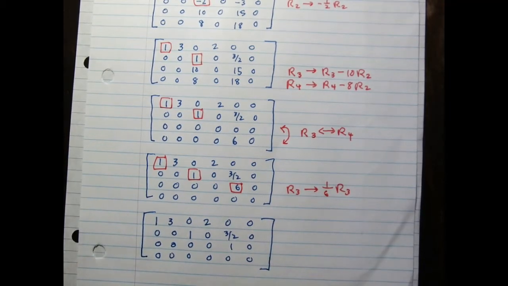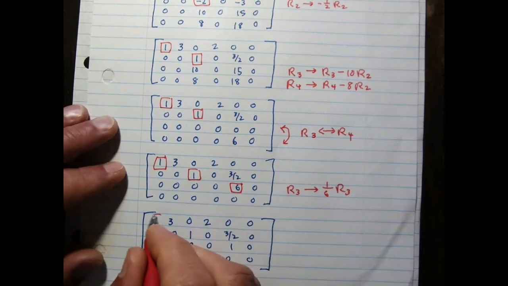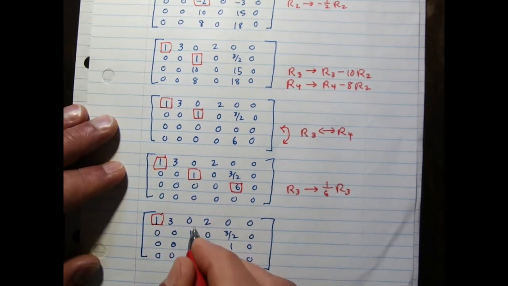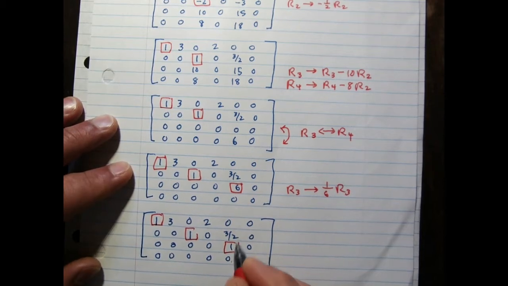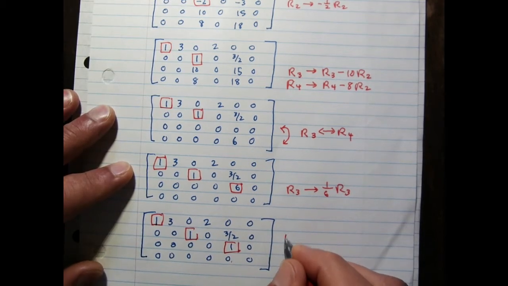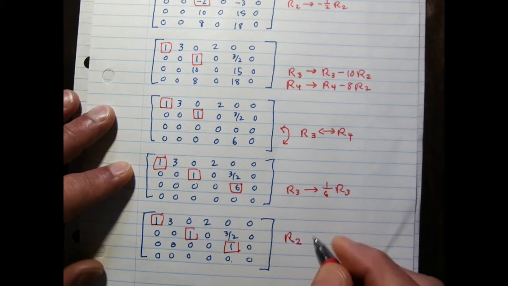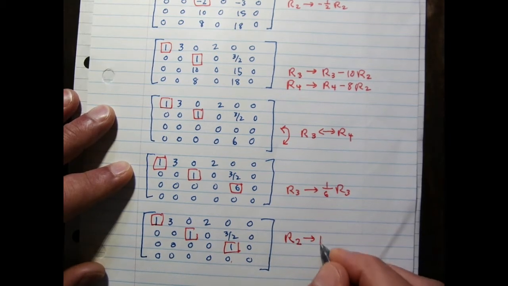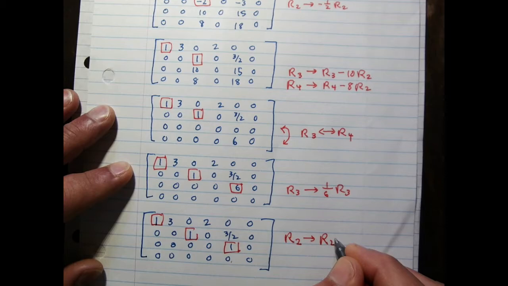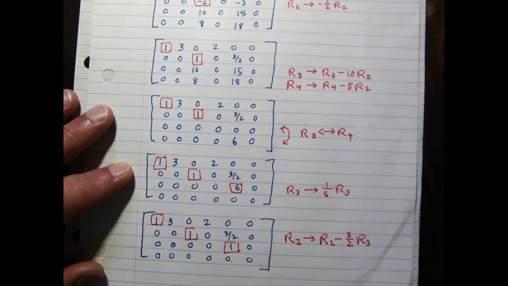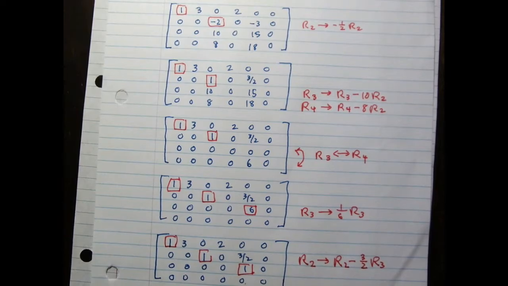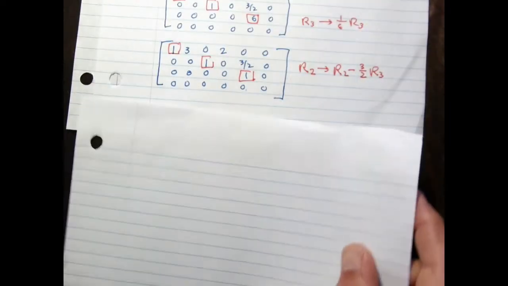And I have one more operation to get this into reduced form, because I have pivot, zeros below, pivot, zeros above and below, pivot, zeros below, but I want a 0 above. So I have to replace row 2 with row 2 minus 3 halves row 3. And I'm going to do that on another sheet of paper.